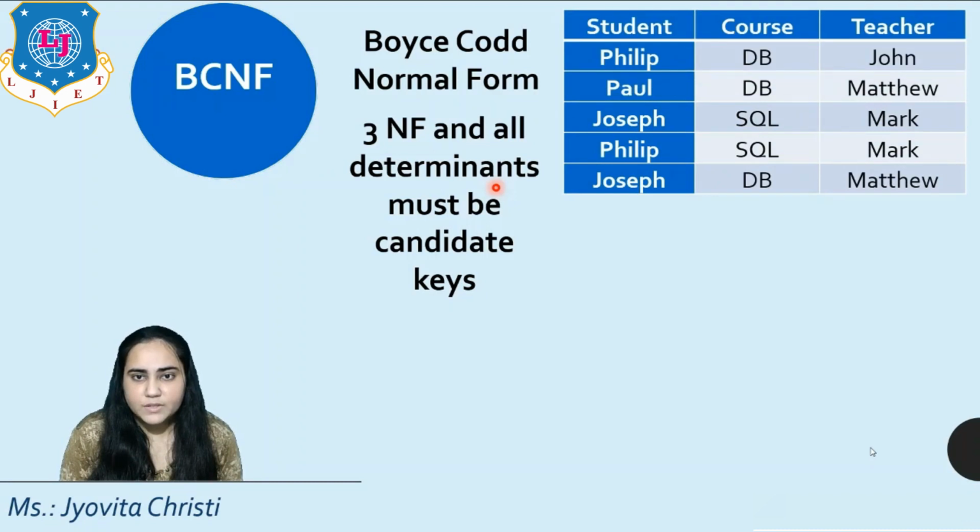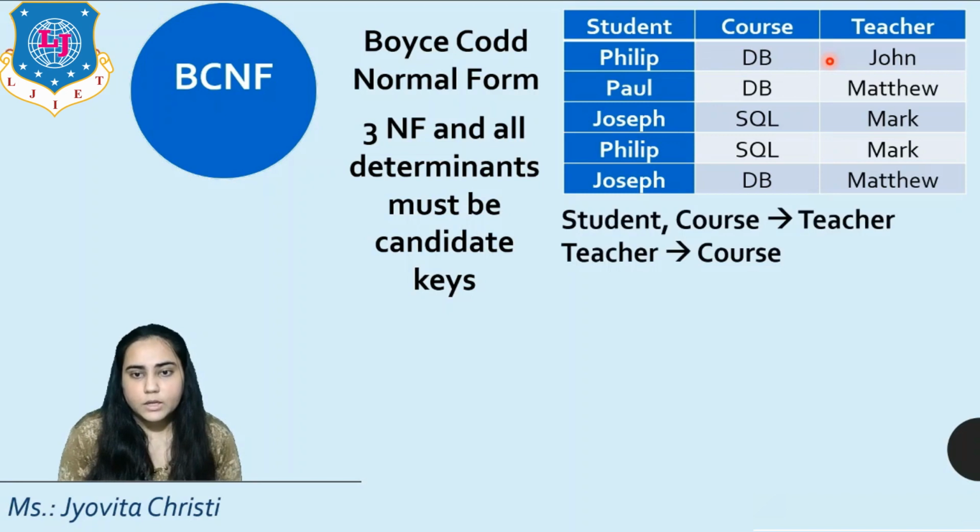So if you consider this table, it contains students Philip, Paul, Joseph, 3 students, and courses DB and SQL, and teachers John, Matthew, and Mark. Now this is what the table looks like, and you can see from the table data that Philip is learning DB and is being taught by John. So this is what your data looks like.